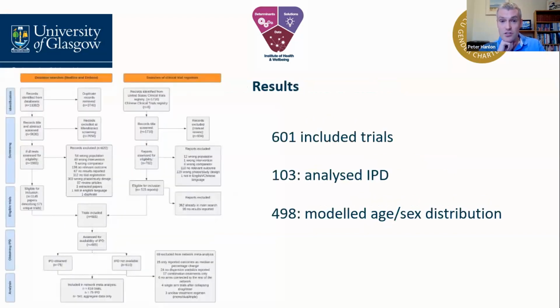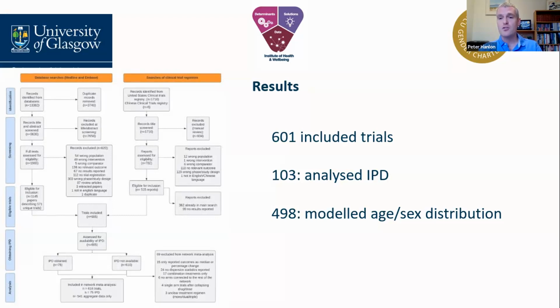So to move on to our results, there were a lot of trials. We included 601 eligible trials. For all the trials that were eligible, we tried to acquire the individual level data, and we did that through a repository called Vivli. This is one of the repositories where industry sponsors share their trial data. Through that, we could gain access to 103 of the included trials where we accessed the IPD.